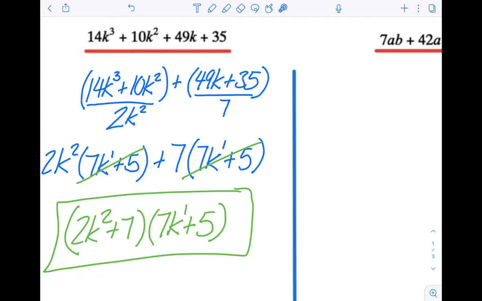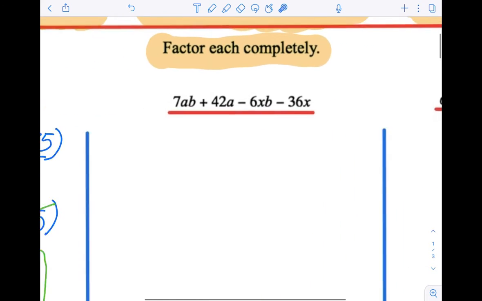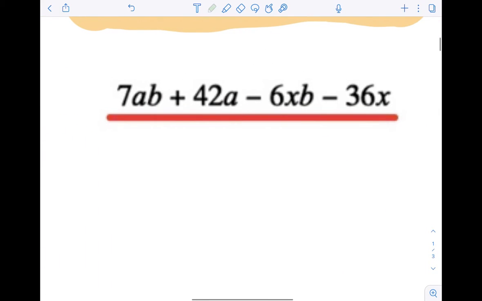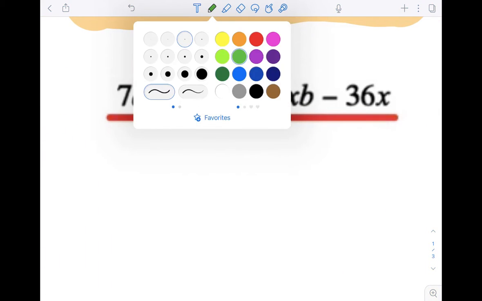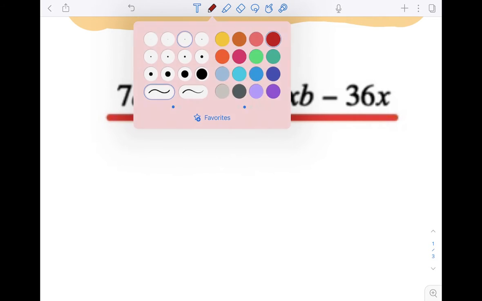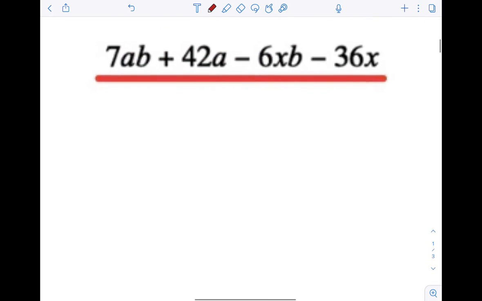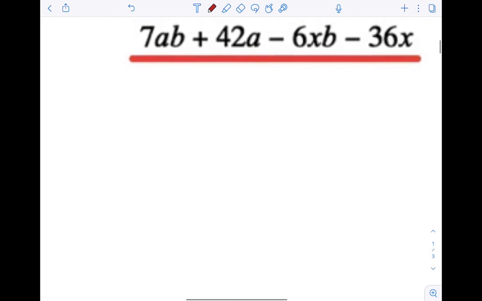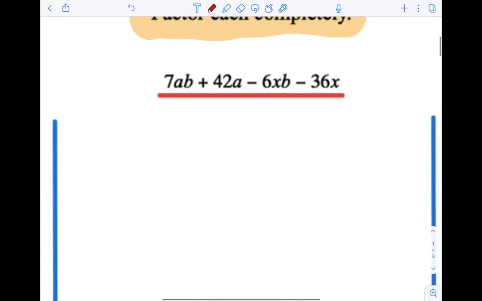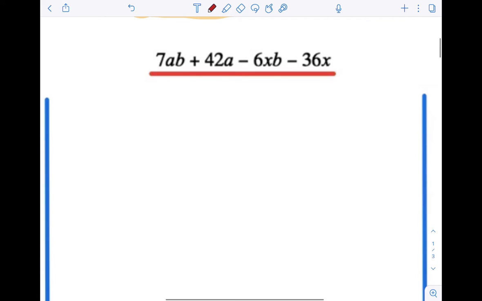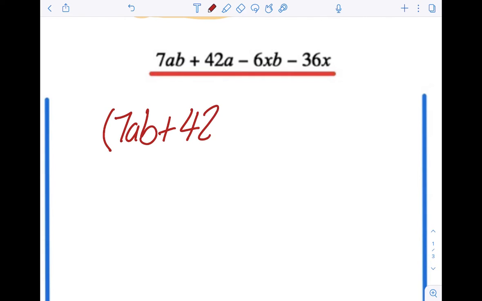So let's do the same thing on the second example. All right, let's do it. So let's move on here. Let's pick a different color. Let's go with this dark red. So again, I'm going to group. So let me group here. I'm going to say 7ab plus 42a. Well, both of those have a. That's perfect.